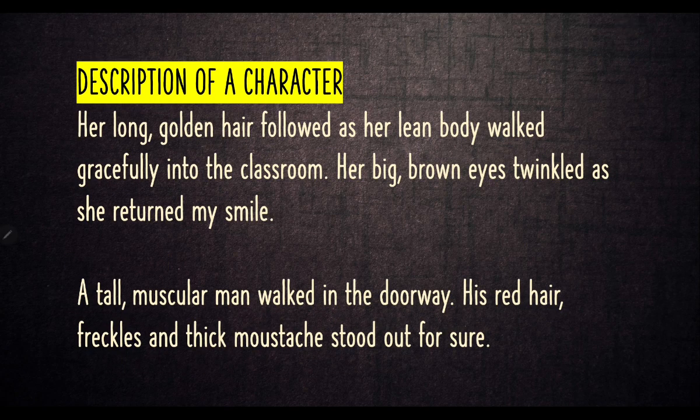Okay, and then the next example is on description of a character. "Her long golden hair followed her as her lean body walked gracefully into the classroom. Her big brown eyes twinkled as she returned my smile." Ni ayat pertama. Right? Kita baca je terus cerita pasal seorang perempuan yang cantik. So kita rasa macam ala nak baca lagi. Or we talk about the man. "A tall, muscular man walked in the doorway. His red hair, freckles and thick moustache stood out for sure." Okay, kita cakap pasal character.